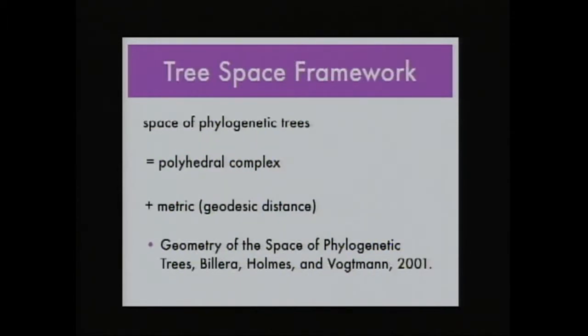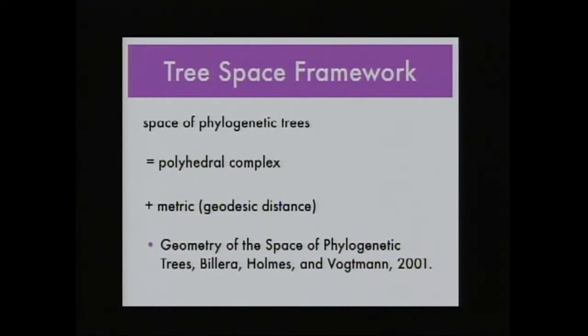Okay. So what is this tree space? Basically it's a polyhedral complex. If you don't know what a polyhedral complex is, you can also think of it as parts of Euclidean space glued together in a nice way, plus a metric. When I said Euclidean space, you can already think of the Euclidean metric on it, so a distance measure within this space. And this was introduced in the paper by Billera, Holmes, and Vogtmann in 2001.